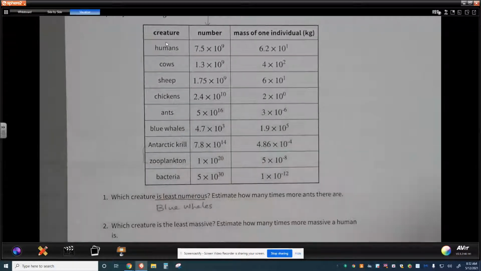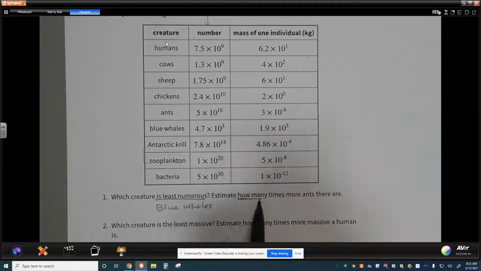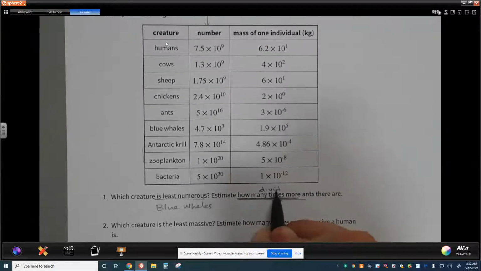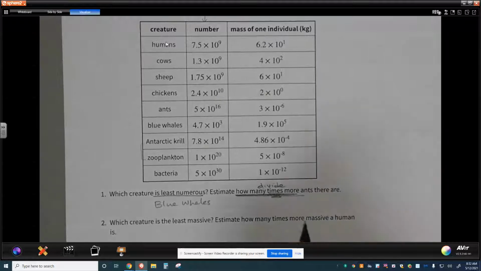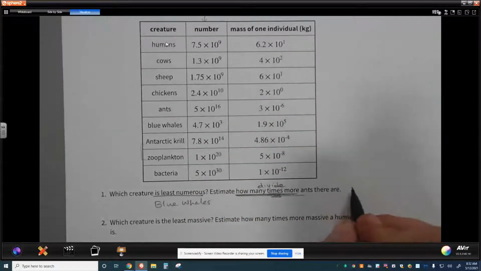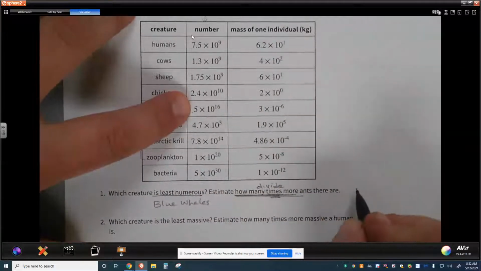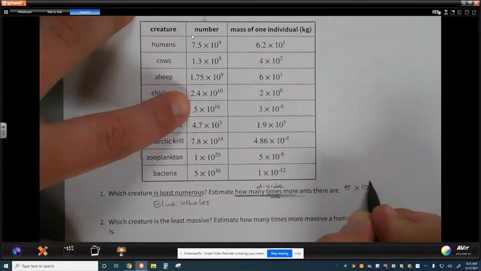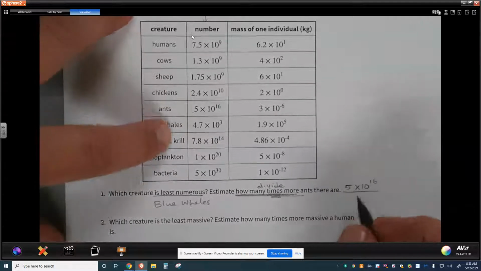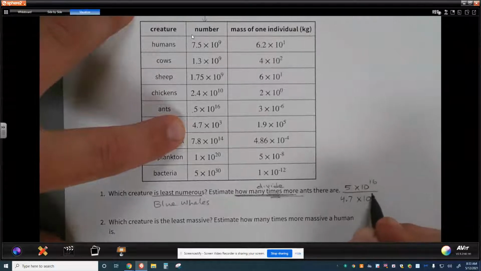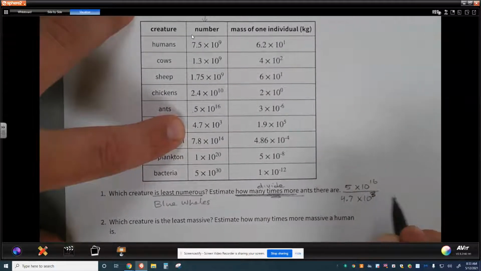Estimate how many times more ants there are. When you see this phrase, how many times more, this is an indication you need to divide two values. So as we divide, we're going to take the number of ants. Let's take this number, 5 times 10 to the 16th power, and divide by the number of blue whales, 4 and 7/10 times 10 to the third power.